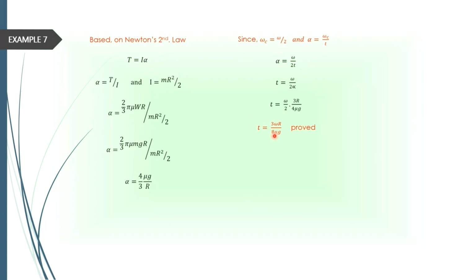This is what they wanted us to prove. This question is a little bit tedious, but at least it gives you the idea how a clutch operates. And when they consider it as a disk, you must be able to prove that the time period equals what is given here.